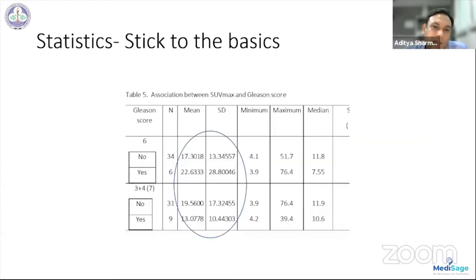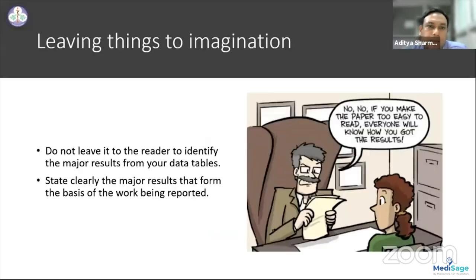Again, from a similar table, I am just showing regarding the statistics, as already Dr. Arvind has mentioned, that you need to stick to the basics. Parametric, non-parametric, it's like the bread and butter for a reviewer when they are reviewing. If I am looking at this data and the standard deviation is more than the mean, I know that it's a skewed distribution and you are wasting my time representing the data as mean and SD. So median with a range or median with IQR is what you need to represent here. So stick to the basics; the statistics has to be presented in a certain way, and you need to do that.